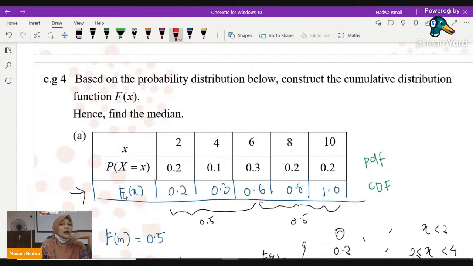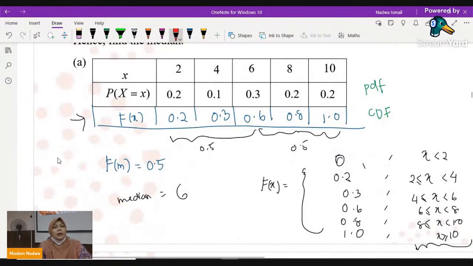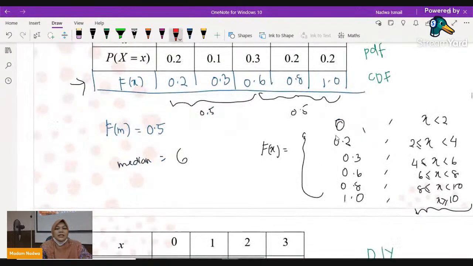Okay, capital F, X. So this is the CDF. As I said, we can represent them in a table, or if they ask for a function, you give the table first and then we transform it into a function. Do you see that this function must start with 0 and end with 1? So that is the difference between CDF and PDF.